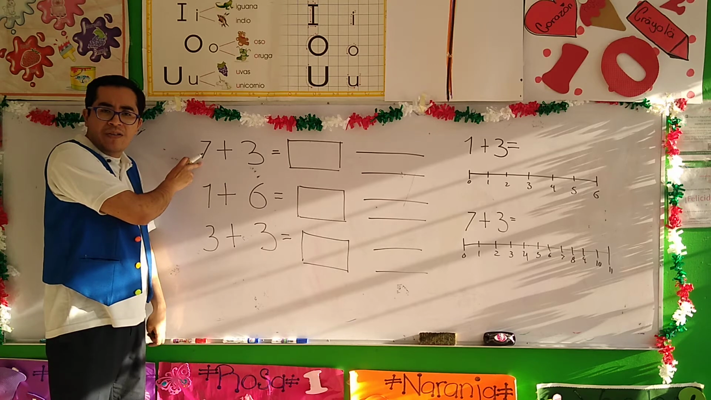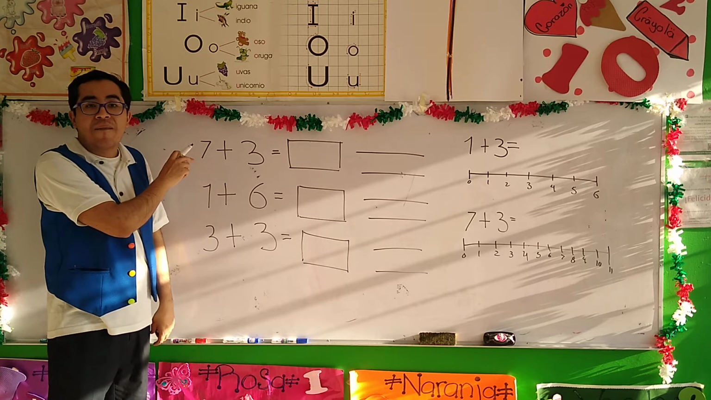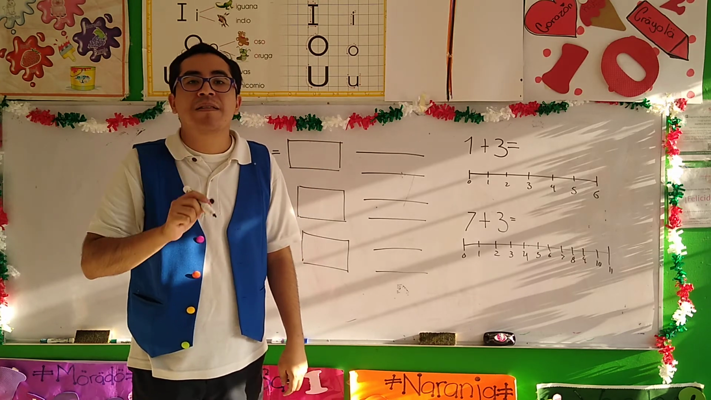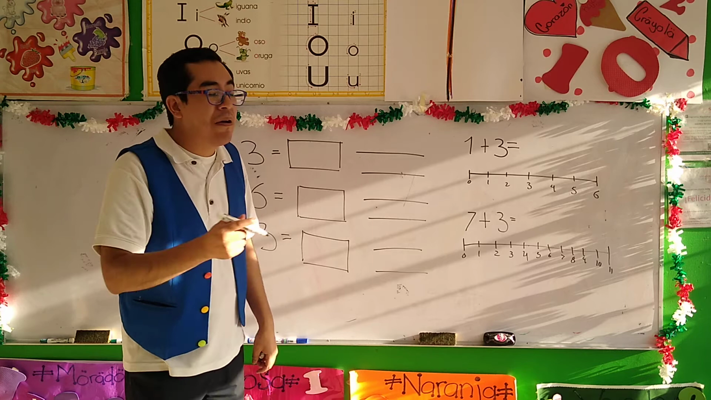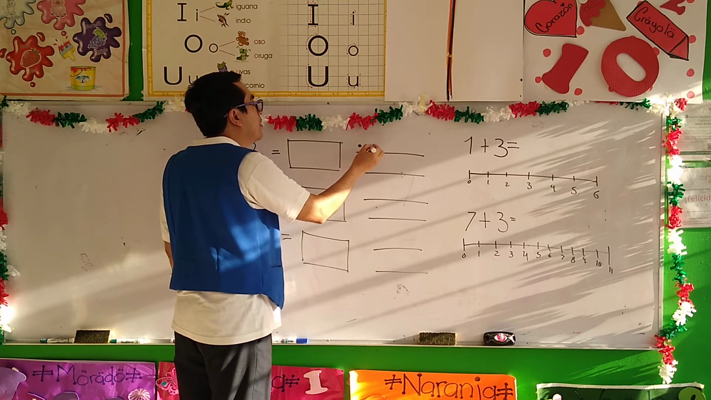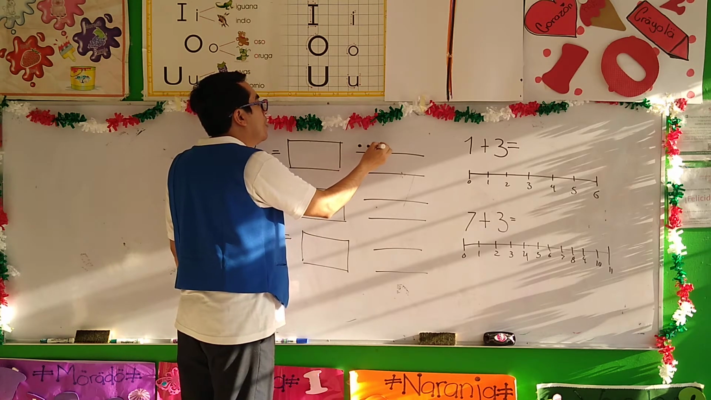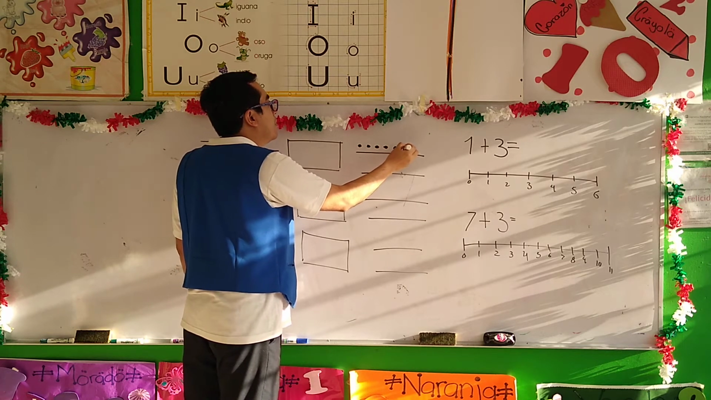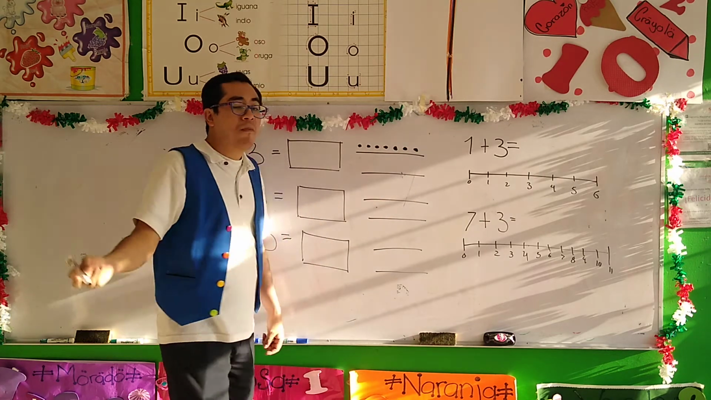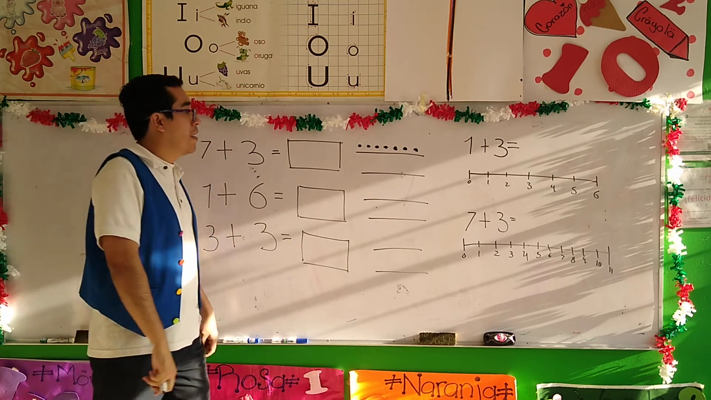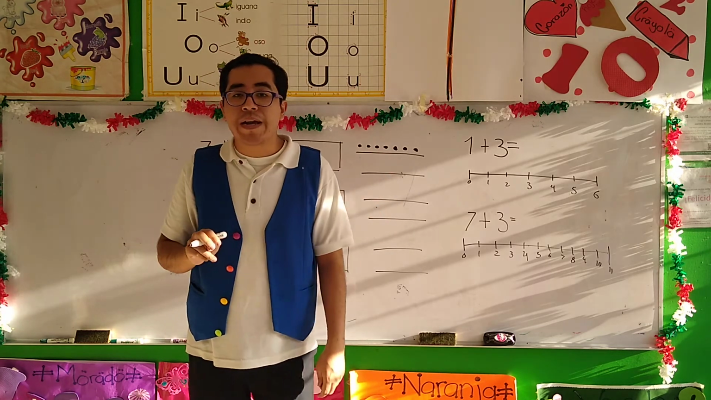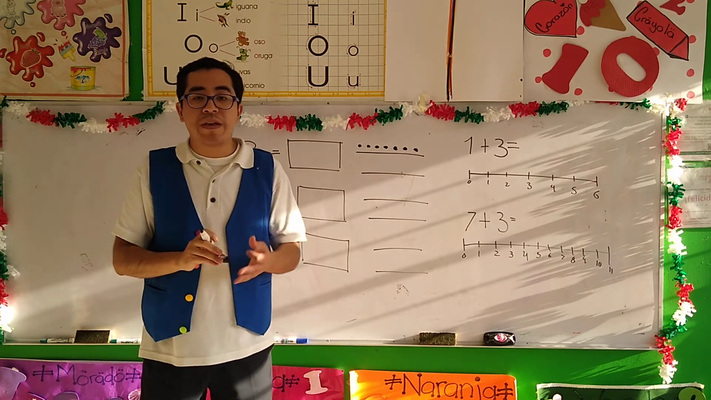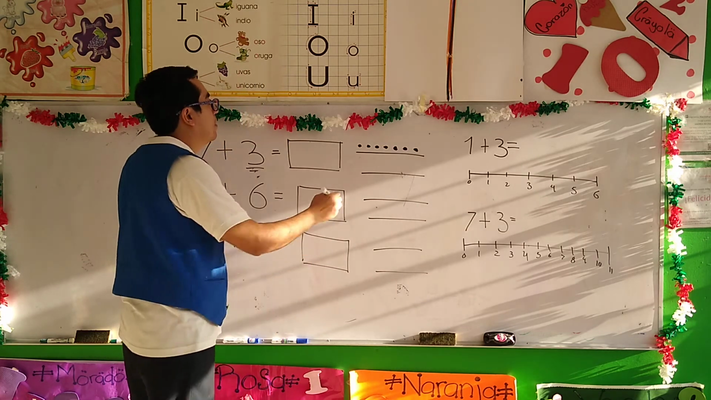So what number is this? Do you remember the number? 7. That means here we have to put 7 little dots. For this you have to help me count. 1, 2, 3, 4, 5, 6, and 7. Why? Because it's number 7. Now on the second line, let's see the number. It's number 3. So that means 3 little dots.